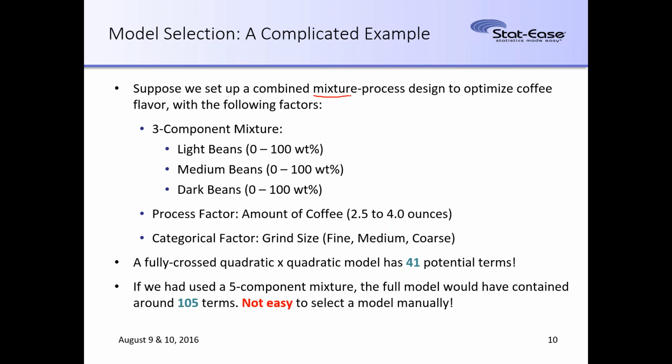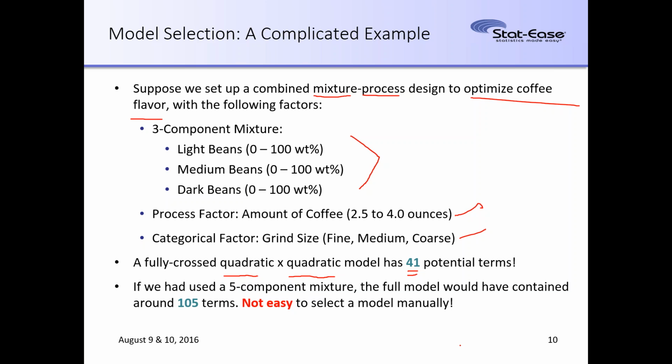Let's suppose we had a slightly more complicated example here. Suppose we had a combined mixture process design where we were trying to optimize coffee flavor. Let's say 3 of our factors formed a mixture, so these are the components of a 3-component mixture: the amount of light beans, medium beans, and dark beans that we're putting in. And let's say that we have a process factor, which is the amount of coffee, and the grind size, which is a categorical factor. Suppose that we're interested in starting with a quadratic by quadratic model when we cross all of these terms with one another. This full model would have a total of 41 potential terms in it that we would have to deal with.